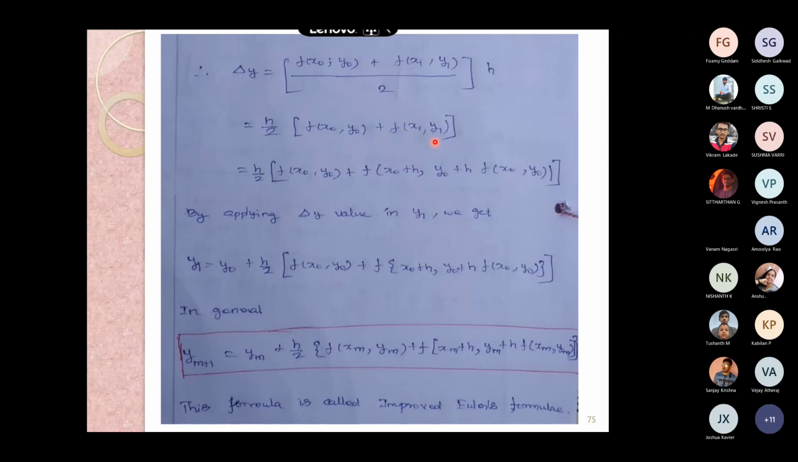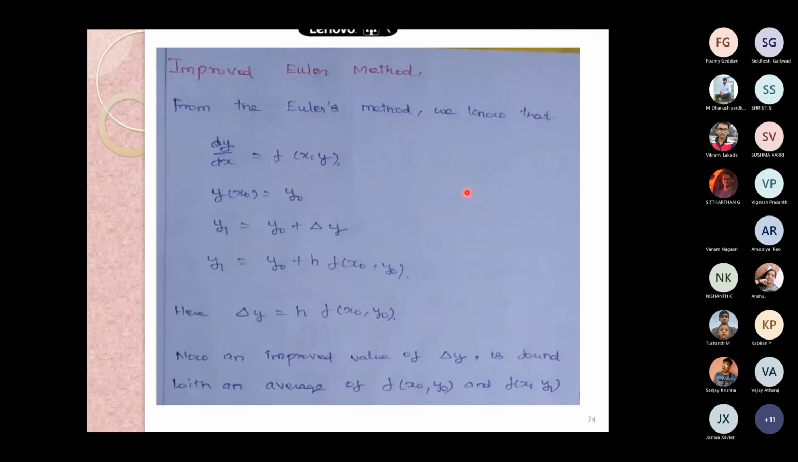Instead of f of x1 y1, from the past derivation, from the past information, I can apply f of x naught plus h, y naught plus h into f of x naught comma y naught. Instead of f of x naught y naught, I am applying the earlier derivation. So this is my improved Euler's method. Y1 is equal to y naught plus h by 2 into f of x naught y naught plus f of x naught plus h. Instead of y naught plus h, I have applied the basic information.